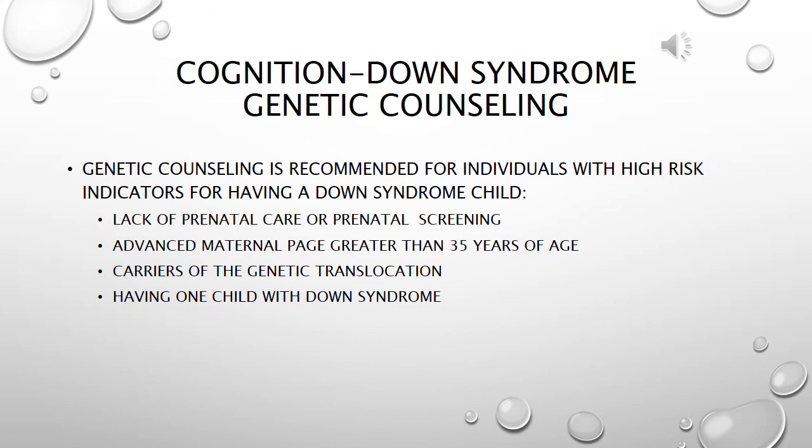However, there are risk factors that can allow us to help families by providing them with education before the child is born and preparing for the chronic needs of the child. So a lot of these things would be lack of prenatal care or prenatal screening, advanced maternal age greater than 35 years of age, if both mom and dad are carriers of the genetic translocation, or if they have a history of having one child with Down syndrome. Those are all red flags that would indicate that these families need extra education and extra preparation for the possibility of having a child with Down syndrome.